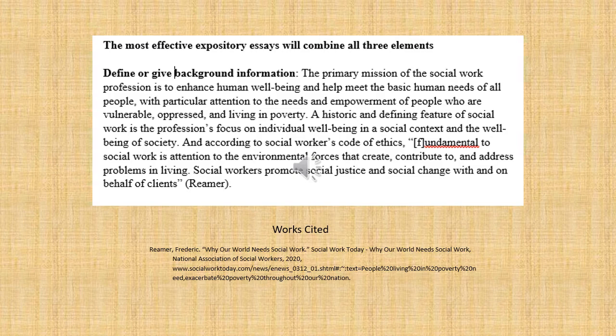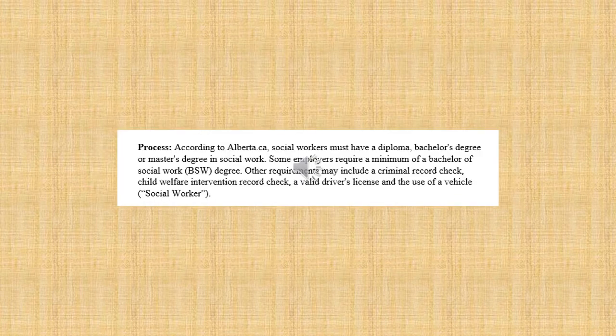Okay, this was us defining social work. Now let's look at what the process would look like. So here we have the process, or how one can become a social worker. I'll just read it aloud. Process. According to alberta.ca, social workers must have a diploma, bachelor's degree, or master's degree in social work. Some employers require a minimum of a bachelor's of social work, BSW degree. Other requirements may include a criminal record check, child welfare intervention record check, and a valid driver's license and the use of a vehicle. That's all paraphrasing from an article I read, right? An article from alberta.ca. And then I give the in-text citation, social worker.